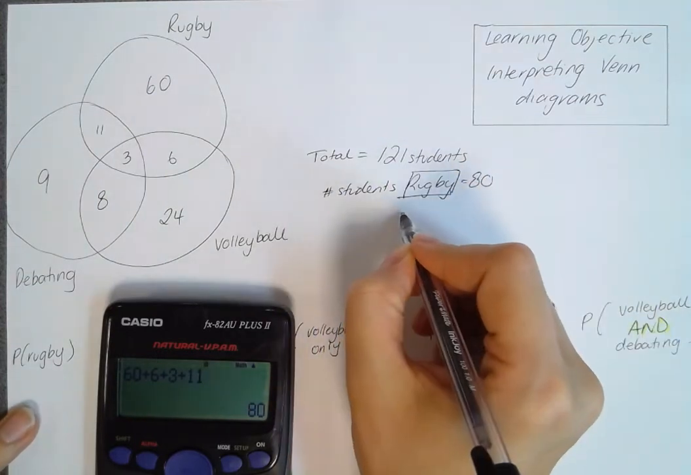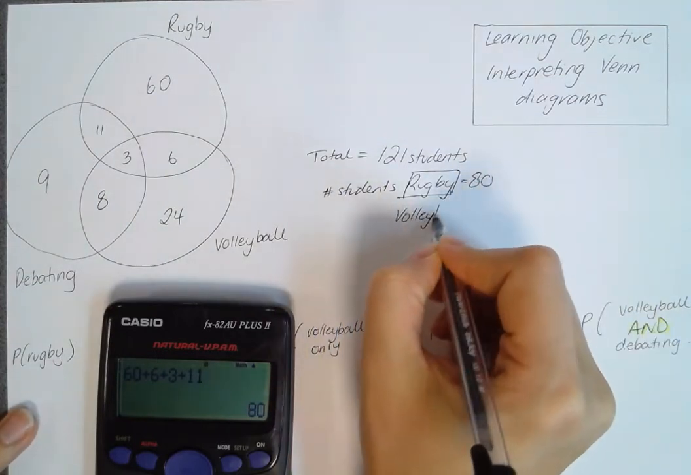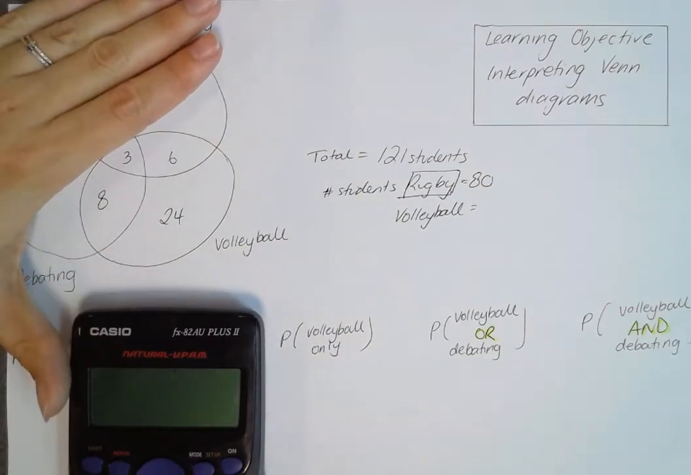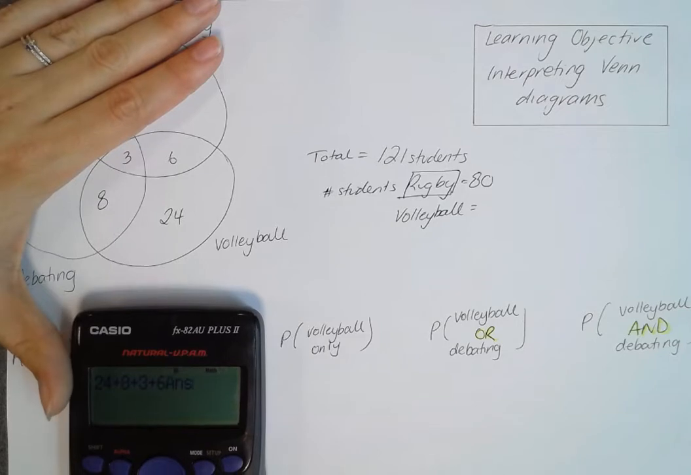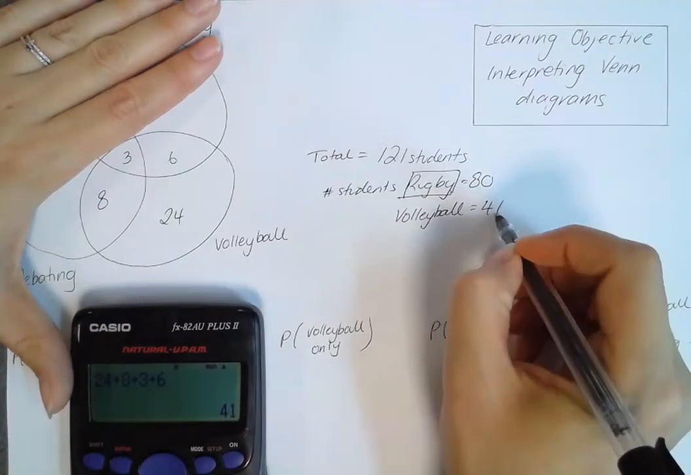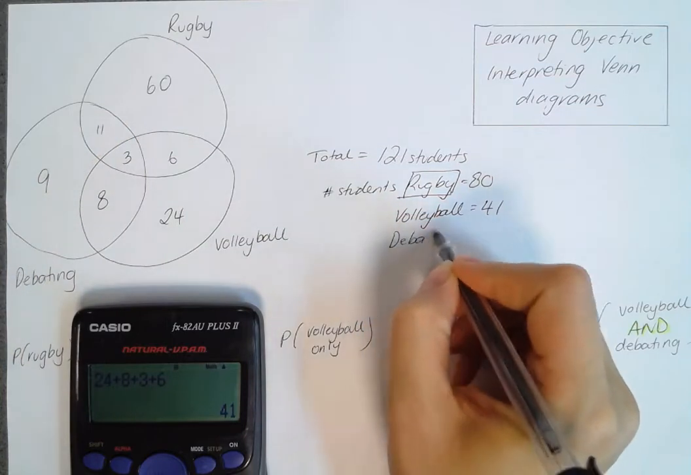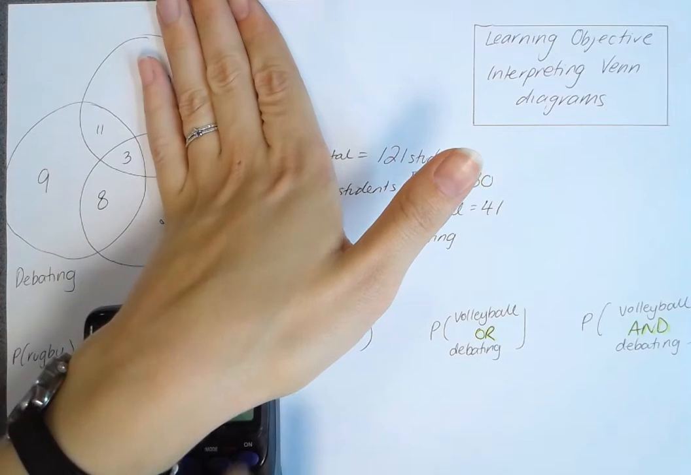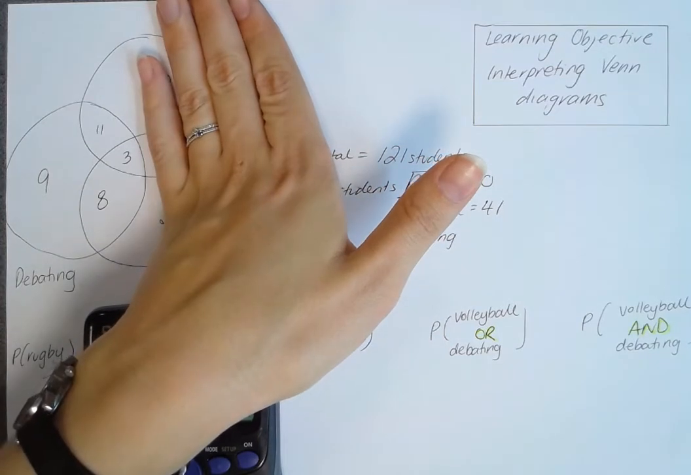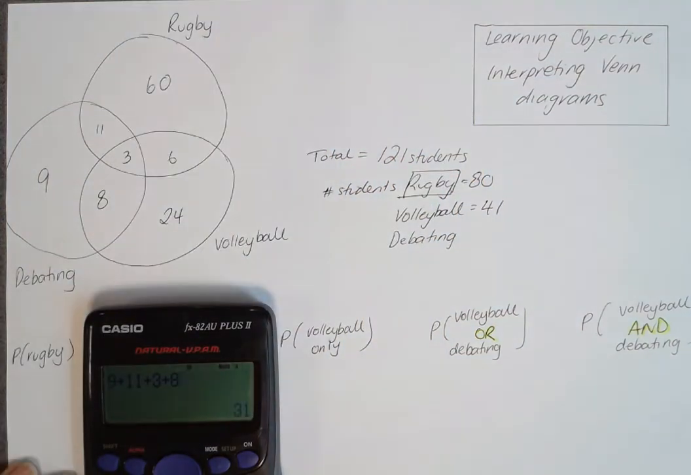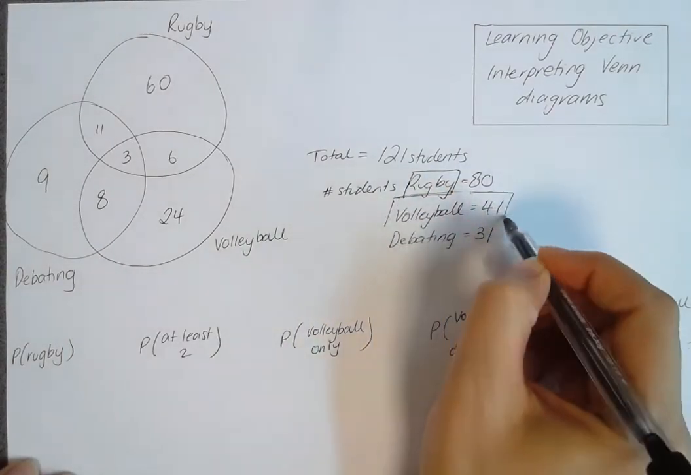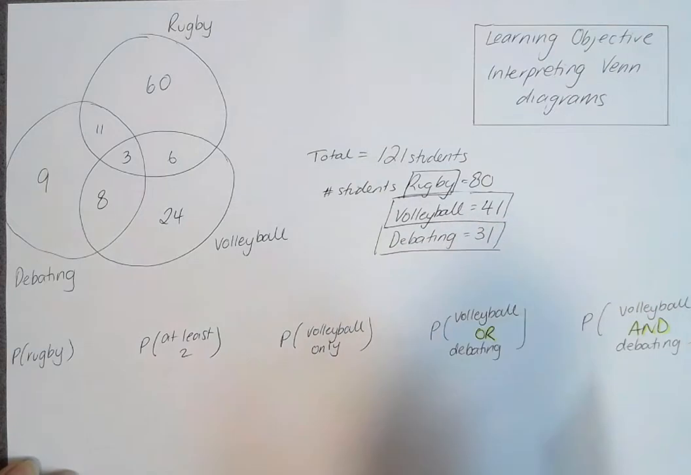Right, the students who did volleyball, let's have a look. We have to cover up everything else and just count the ones in the volleyball circle. So 24 plus 8 plus 3 plus 6 gives us 41. And the number of kids who did debating, same thing, we cover up every other one and just look at this circle. So we've got 9 plus 11 plus 3 plus 8, and that will give us a total of 31. So we've got our totals ready to go, and that will help us do our probabilities.